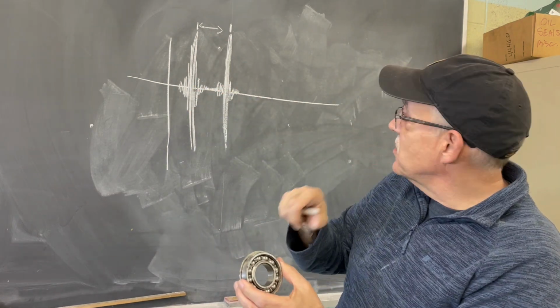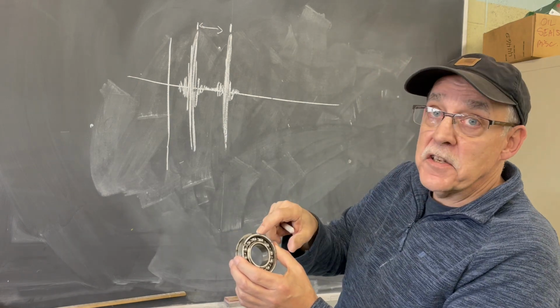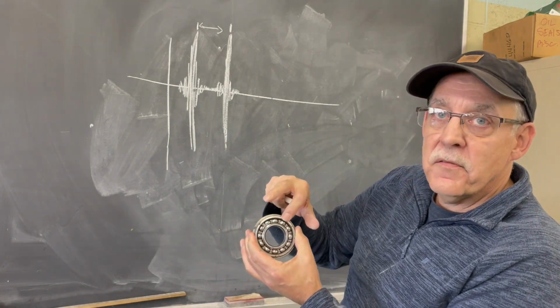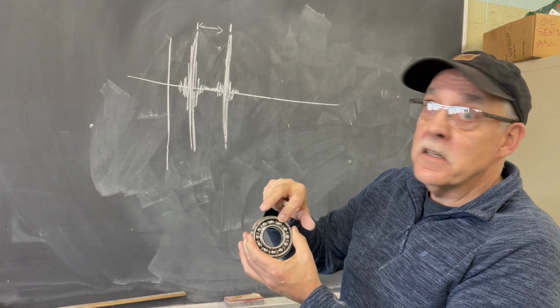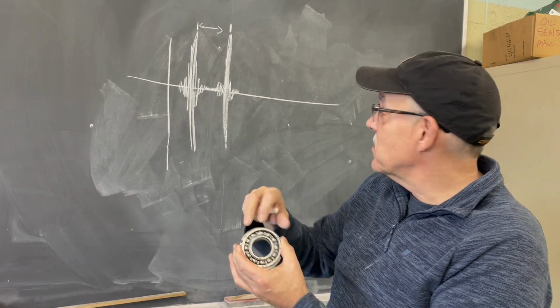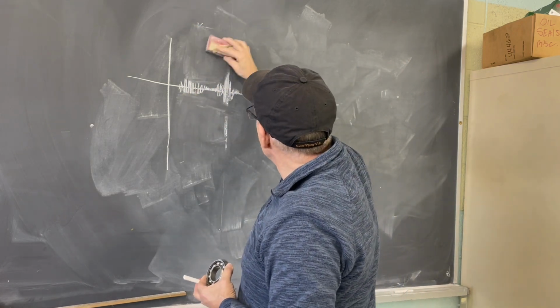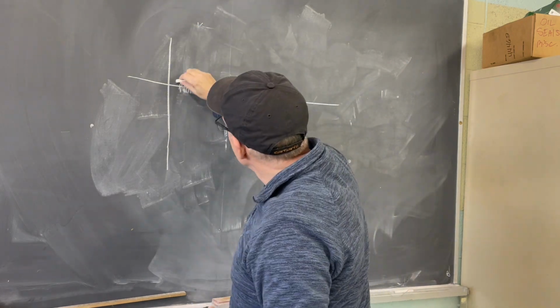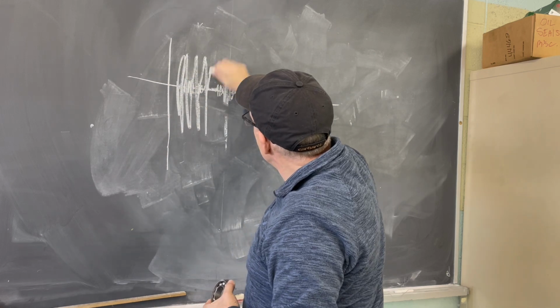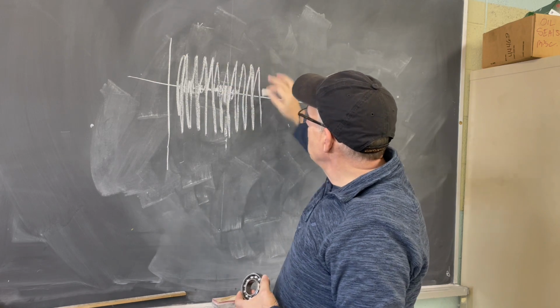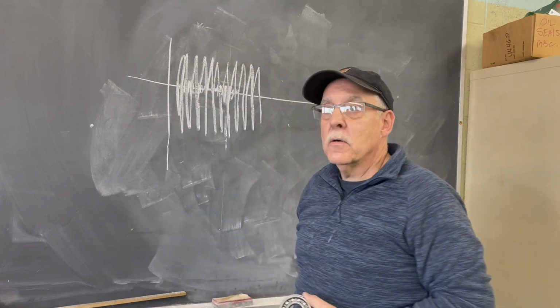Now, if I had the same bearing and I had an outer race defect, think about this bearing, the outer race is fixed. Wherever the defect is, it never moves. It doesn't go through the load zone. It stays in the same location. So that waveform would look like this. Be the exact same above and below, okay?